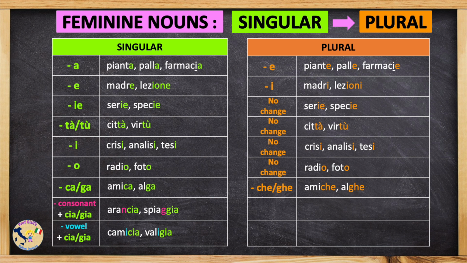Moving on to the plurals, the nouns with a consonant plus cia or gia in the singular end in ce or ge in the plural. For example, arance and spiagge, whereas the nouns ending with a vowel plus cia or gia in the singular end in cie or gie in the plural. For example, camicie and valigie. Here the difference is just in the spelling, as the plural endings of both groups of nouns are pronounced in the same way.